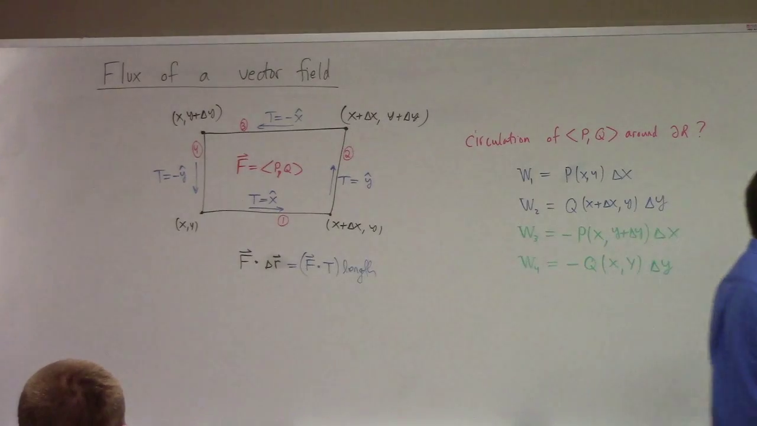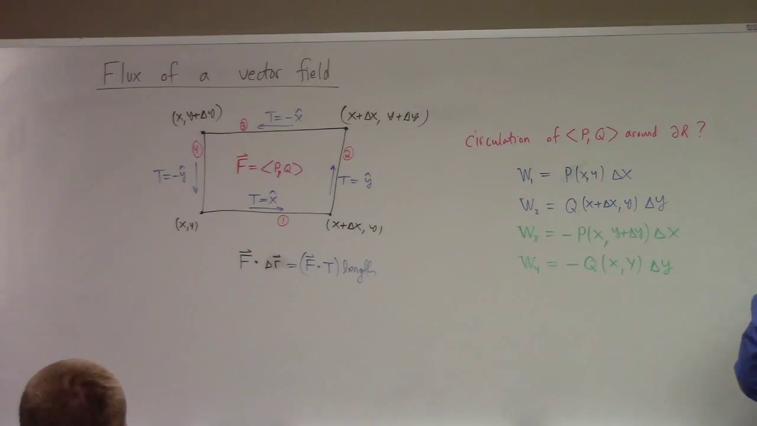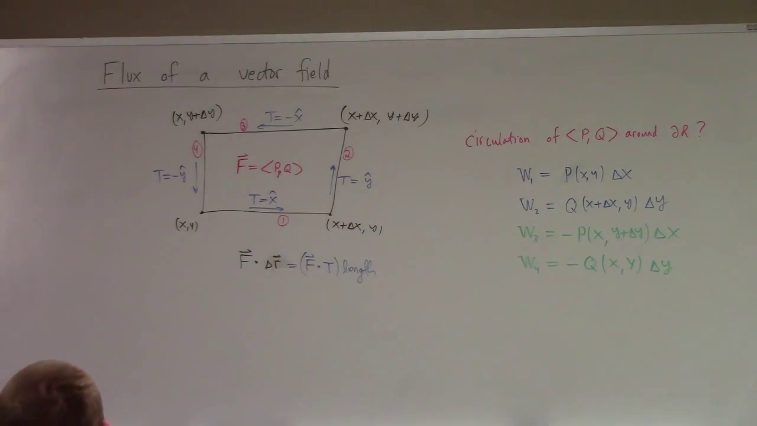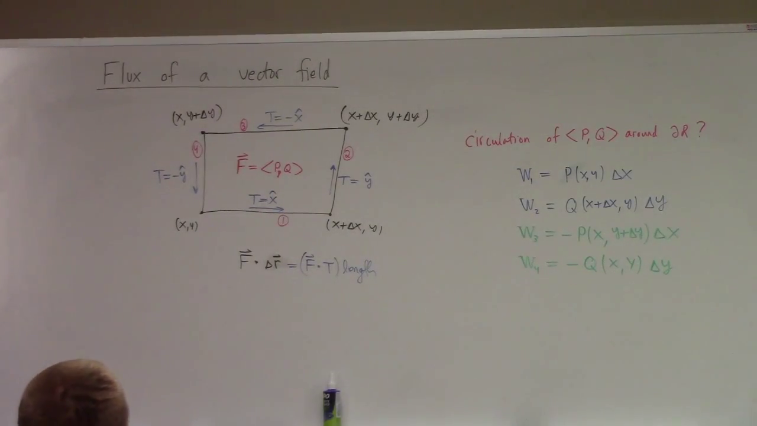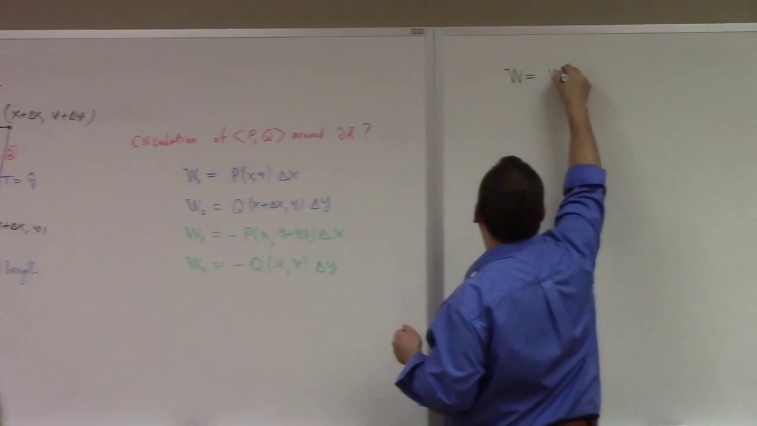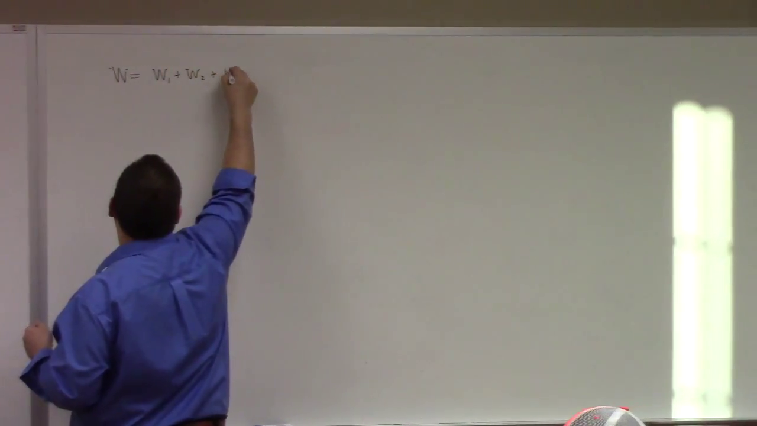So how do we calculate the net work? Go for it. P and Q in a force field, or the vector field, they're functions of x and y. That is true, yes. Yeah, we're thinking about the vector field being a function of position, right? Other questions? So the net work is 1 plus 2 plus 3 plus 4, right?